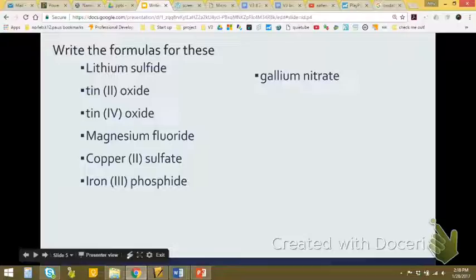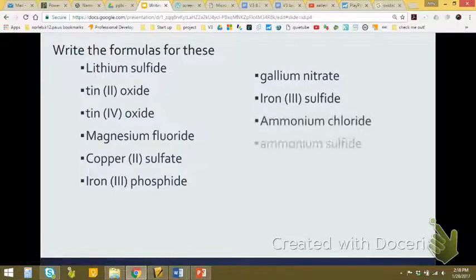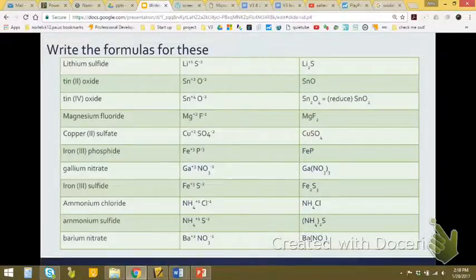So the rest: iron(III) sulfide, ammonium chloride, ammonium sulfide, barium nitrate. Take a look at how these are written in terms of formulas right here. Iron(III) sulfide, ammonium chloride, ammonium sulfide, barium nitrate. Good.